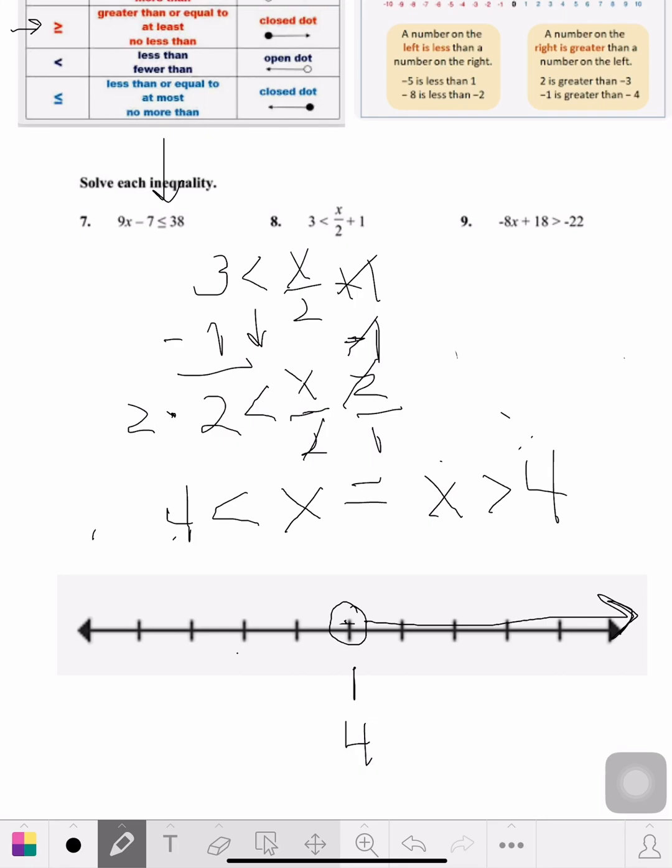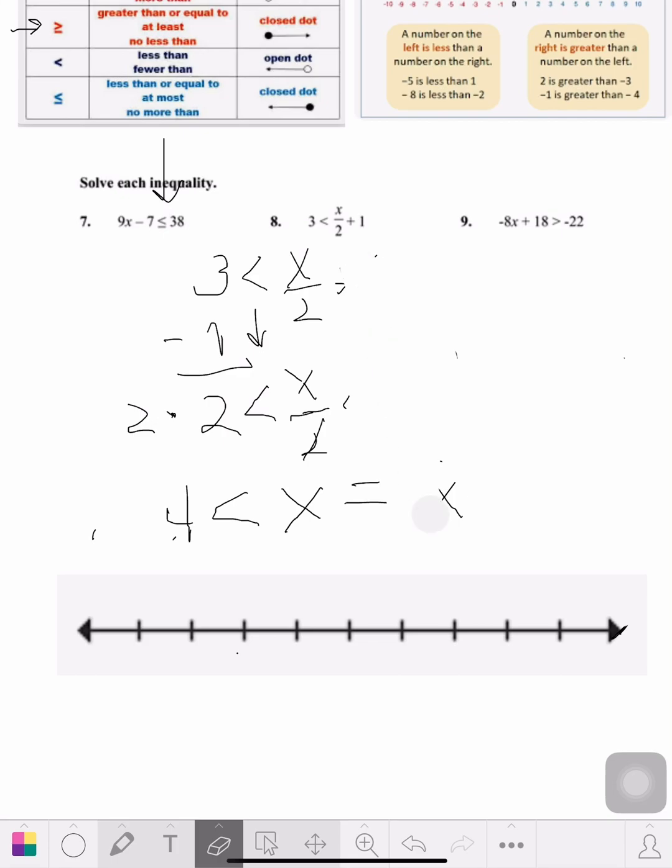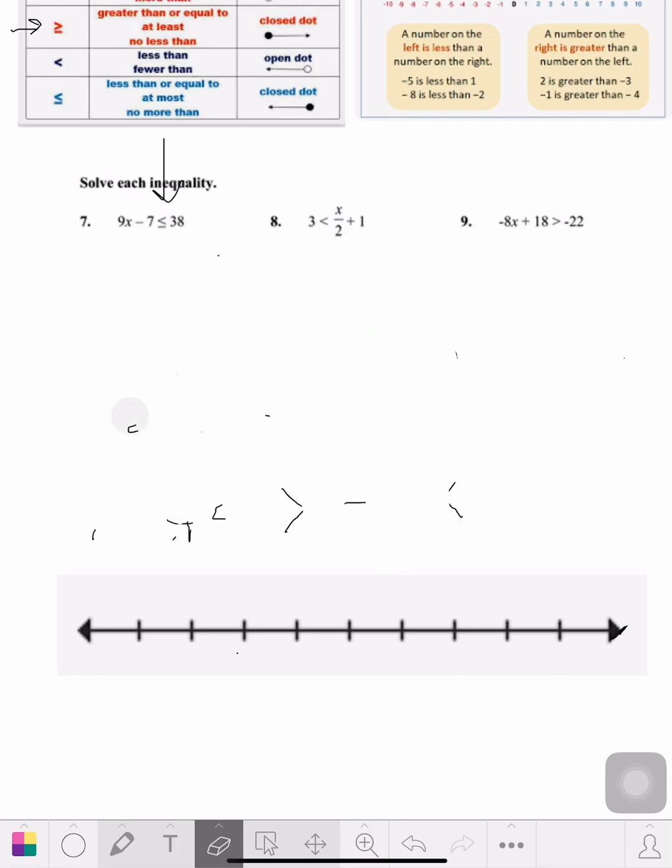So let me erase this one and we'll go to the next one, okay? Erase, broad tip, okay. Go back to pen.